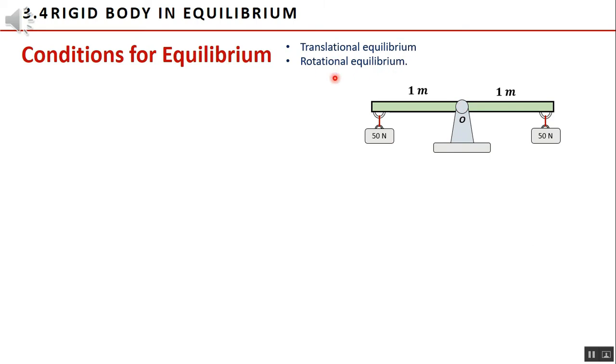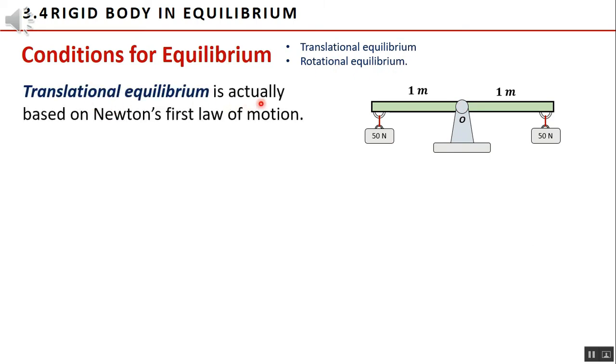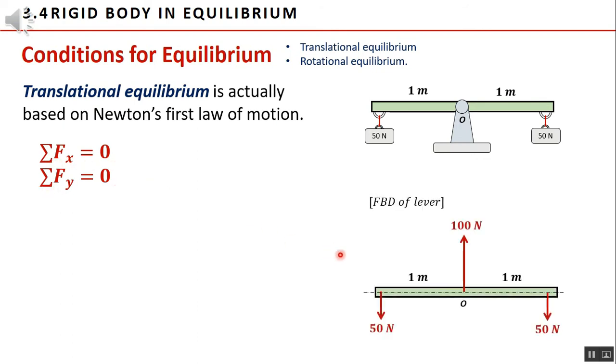The first condition, translational equilibrium, is based on Newton's first law of motion. When the net force acting on a body is zero, the body remains at rest. If we draw the FBD of the lever, we see that the two 50 N downward weights are balanced by the upward force of 100 N exerted by the hinge. The force exerted by the hinge is termed the reaction. Without this vertical reaction, the bar will definitely accelerate downward because of the two weights acting at its ends.